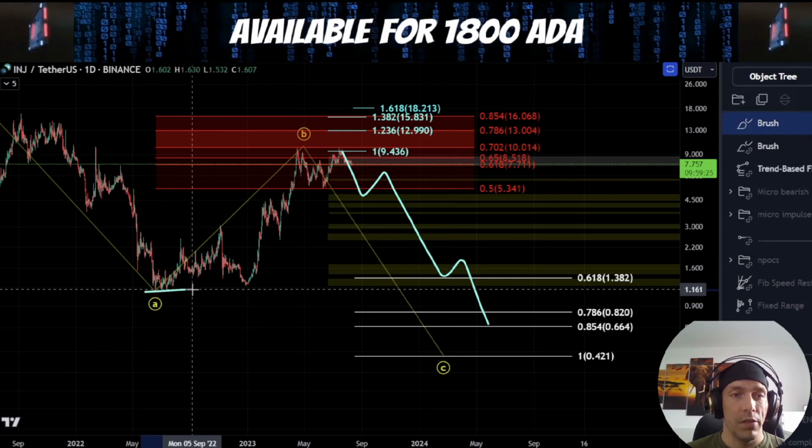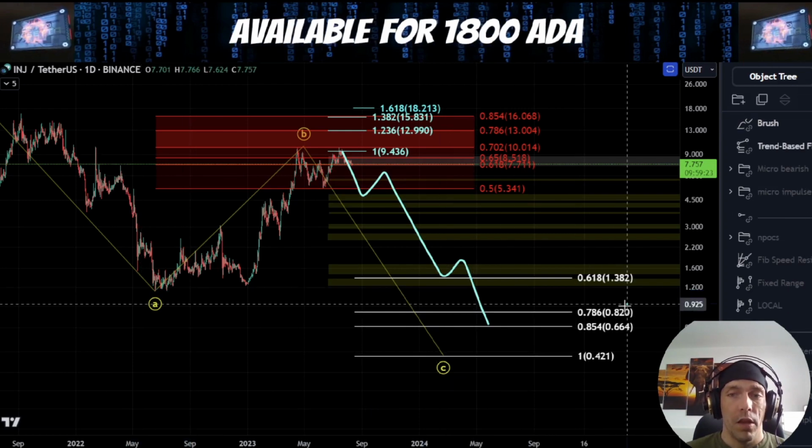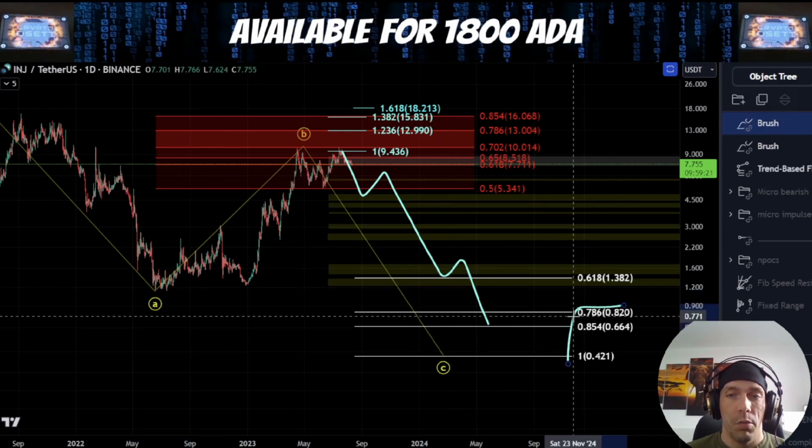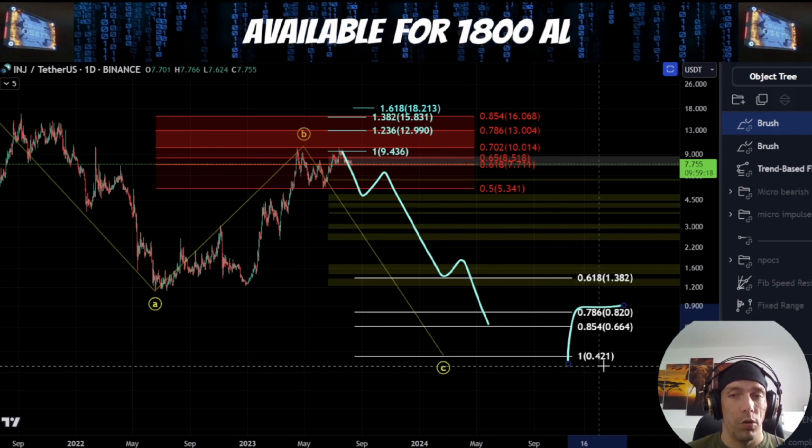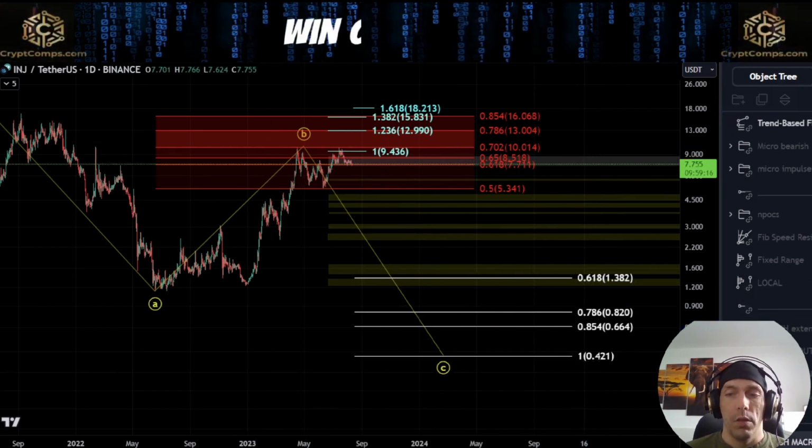Now I'd like to see at least a break of the A wave here, in which case we could potentially be looking for targets somewhere here between the 786 and this 1-to-1 area. So need to just be on the lookout for that.